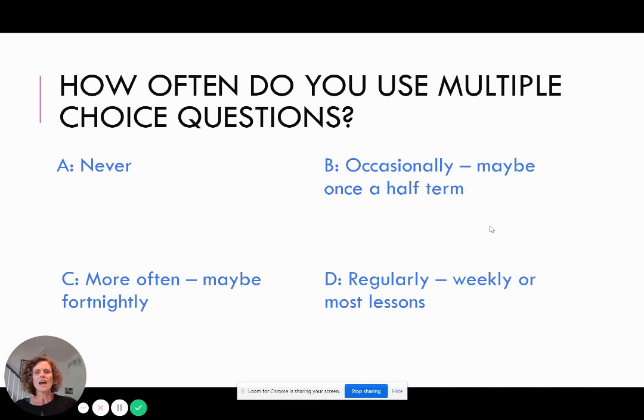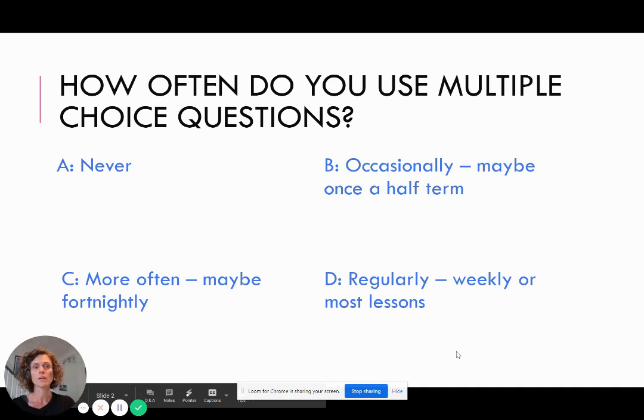Okay, firstly, have a little think about how often you use multiple choice questions in your class. I now tend to use them regularly. Most lessons, I will ask a multiple choice question of my class, and I'm going to go through how I do this and why I do this.